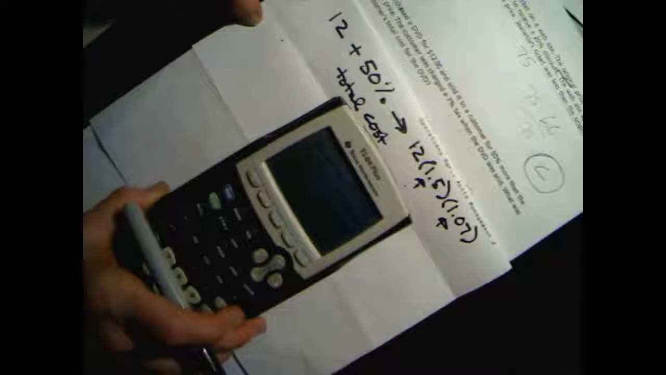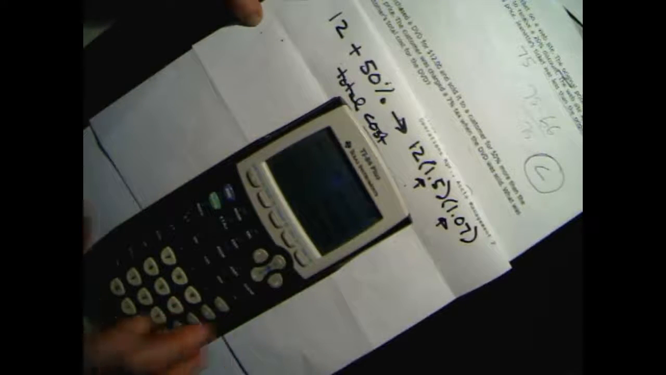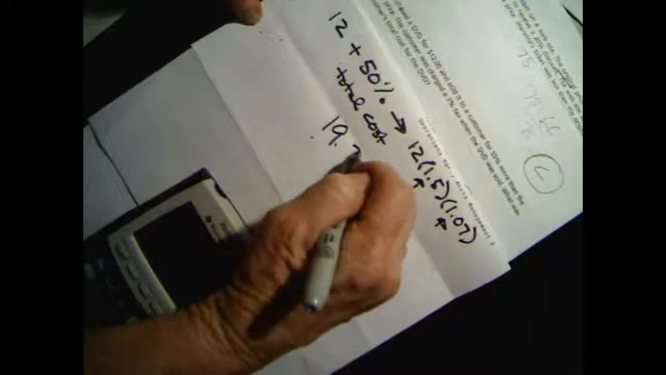So get your calculator out, clear. You have the $12 times the 1.5 markup times 1.07, enter, and the price they pay is $19.26. So we have to look at our answer choices and hope it's there. Sure enough, answer choice D. Moving on now to question number 16.